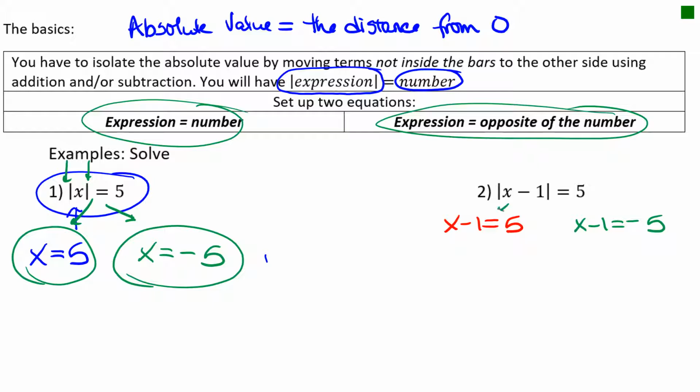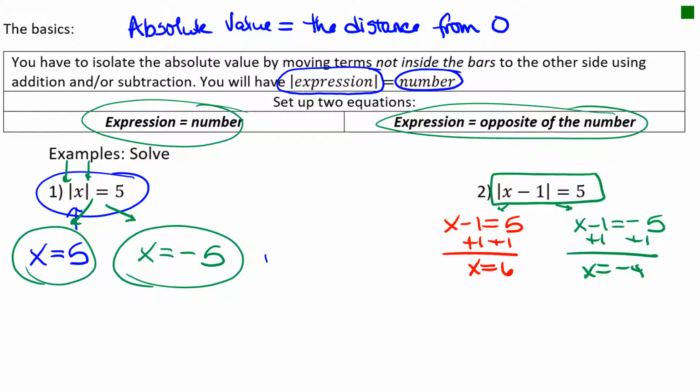So you're going to take those two sticks and turn them into two equations. Then you're just going to solve the regular old way. We're going to add 1, so x could be 6. We're going to add 1, so x could be -4. Now what you have to remember is you're not saying what number is 5 away from 0. You're saying what number, when I take 1 away from it, is 5 away from 0.